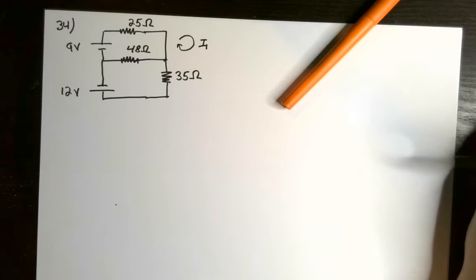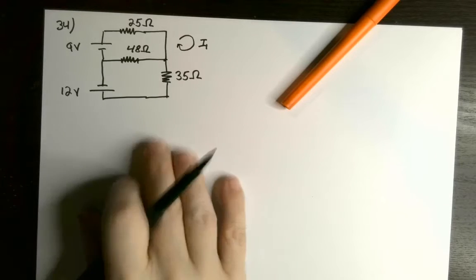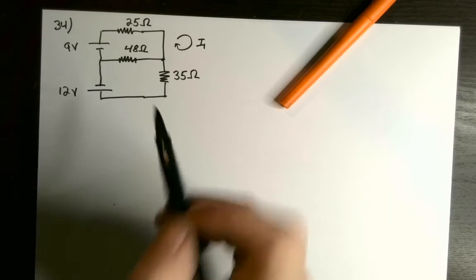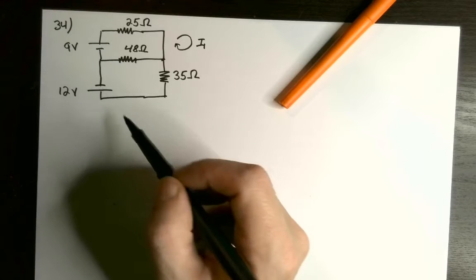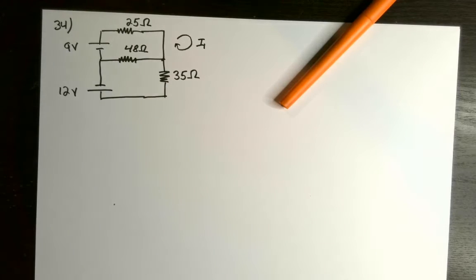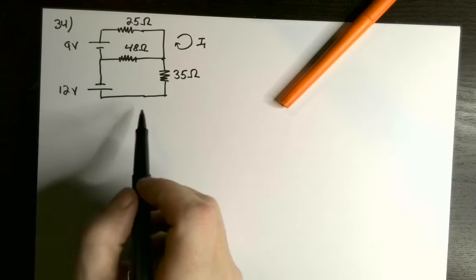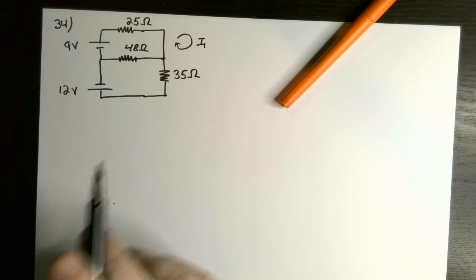Okay, so I'm going to do one more example of a Kirchhoff's rule problem. This is just one of the chapter problems from the book, problem number 34. We've got a circuit with 2 loops, a 9-volt battery and a 12-volt battery, and 3 resistors, 25, 48, and 35 ohms, and we want to know what is the current through each one of the resistors, R1, R2, and R3, so the current through each branch of the circuit.